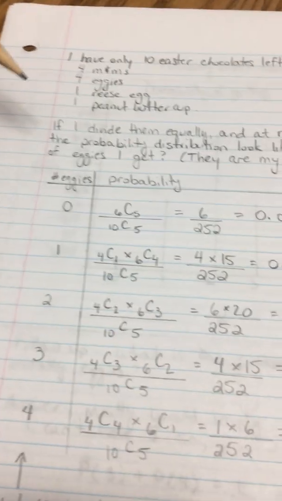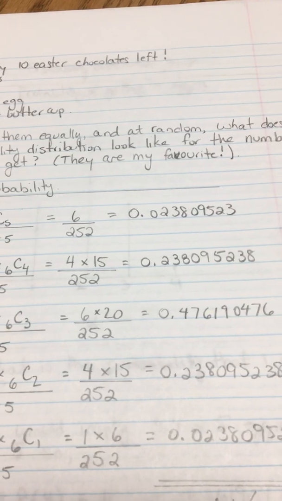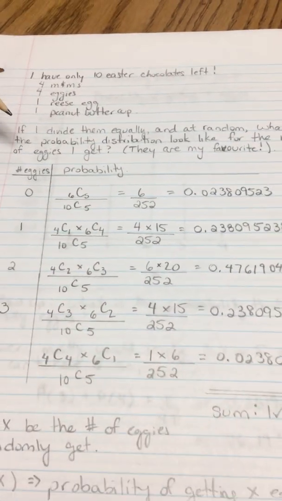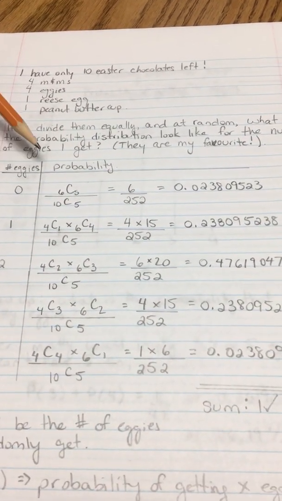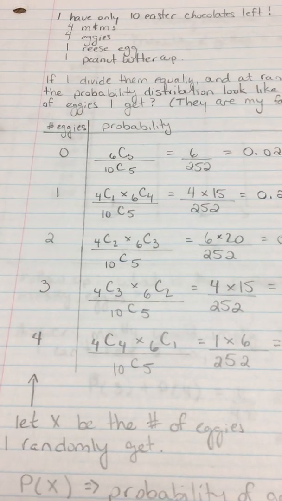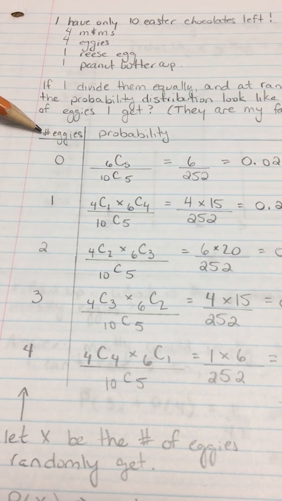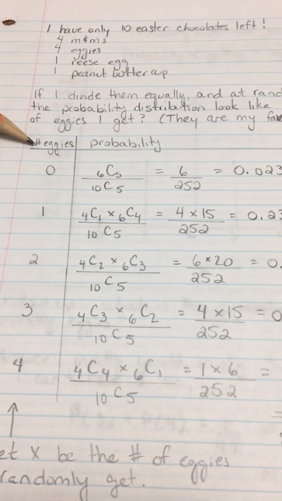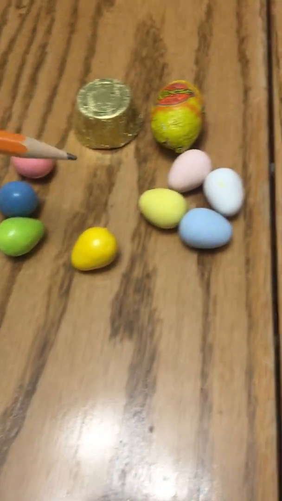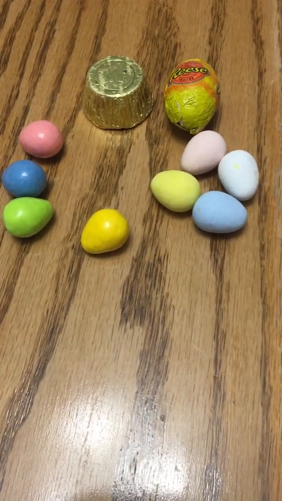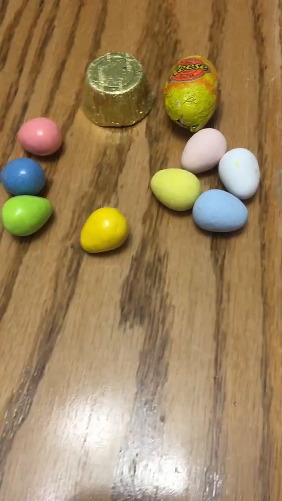So if I divide them equally and at random, what does the probability distribution look like for the number of Eggies I get? Because they're my favorite. So I've created a probability distribution table to start. So we have over here in the left-hand column the number of Eggies. So obviously if I randomly select 5 treats, I might not get any of my favorite Eggies.